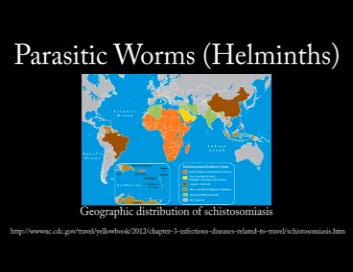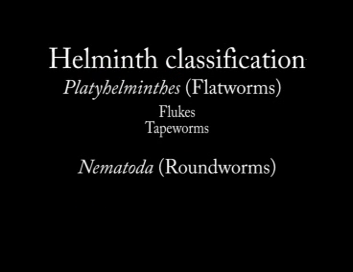Parasitic worms, helminthic infections. Parasitic worms are also known as helminths. They are classified as either platyhelminthes or flatworms, or nematodes, the roundworms. The flatworm classification includes flukes and tapeworms.